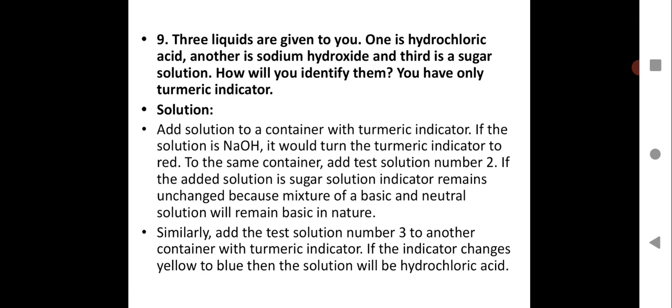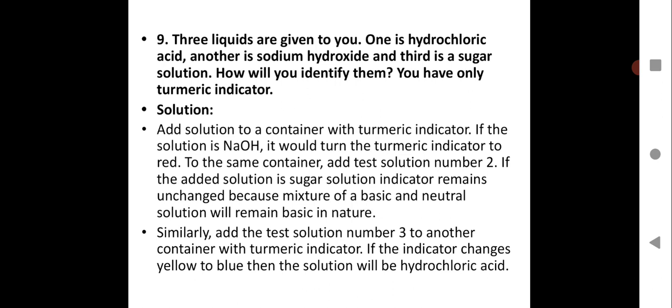So now add a solution to a container with turmeric indicator. If the solution is sodium hydroxide, definitely it will turn turmeric indicator to red. As you all know, the color change of turmeric indicator in a base, it will turn red definitely. To the same container, add test solution number 2. If the added solution is sugar solution, the indicator remains unchanged because sugar solution is neutral in nature, and it will remain unchanged because a mixture of basic and neutral solution will remain basic in nature.